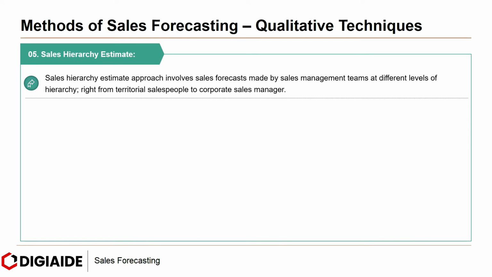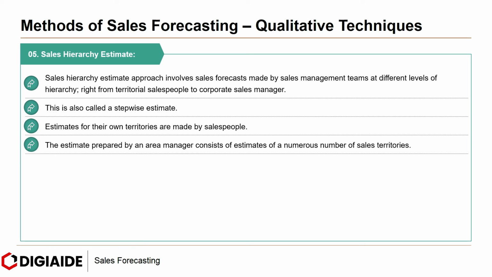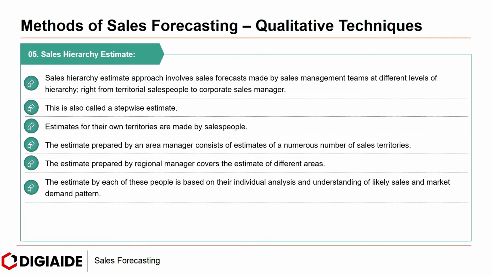Sales hierarchy estimate approach involves sales forecasts made by sales management teams at different levels of hierarchy, right from your territorial salespeople at the bottom to the corporate sales manager at the top. This is also called a stepwise estimate. Estimates for their own territories are made by salespeople. The estimate prepared by an area manager consists of estimates of numerous sales territories. Then the estimate prepared by a regional manager covers the estimates of different area managers. The estimate by each of these people is based on their individual analysis and understanding of likely sales and market demand pattern.